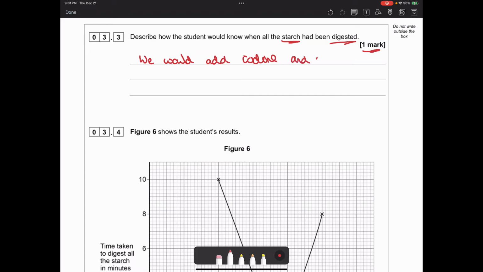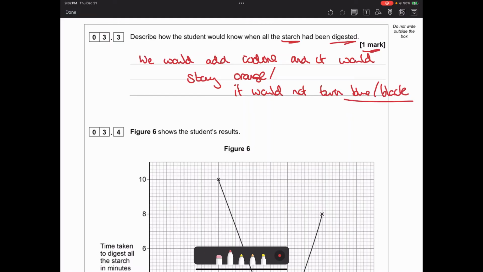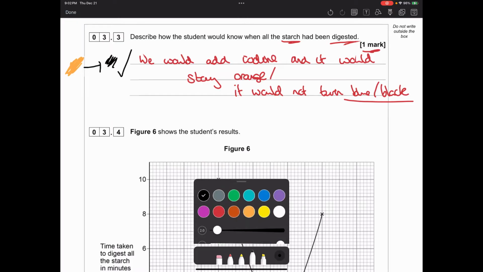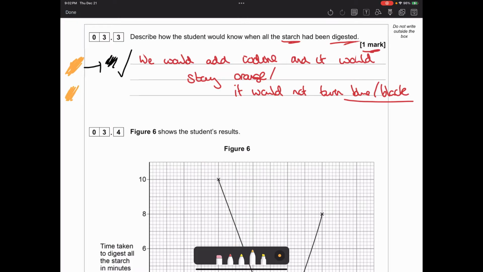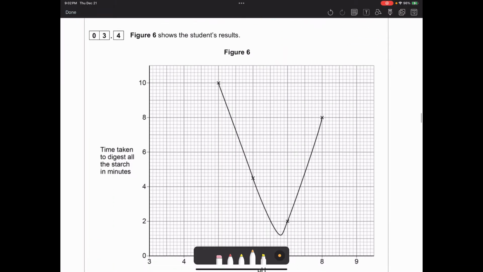So you would add iodine and it would stay orange, or you could say it would not turn blue or black. Because remember, if starch is present, it changes iodine from an orange colour to a blue-black colour. Now that is if it's positive, but if there is no starch present, as in this situation, it would stay orange. So when all of it's been digested, it stays orange.